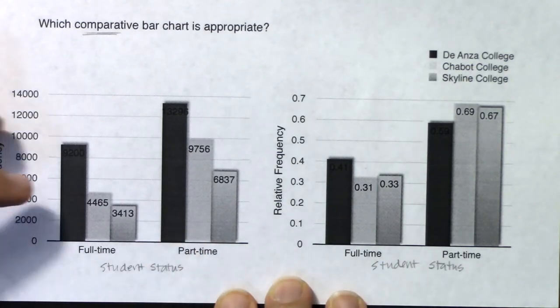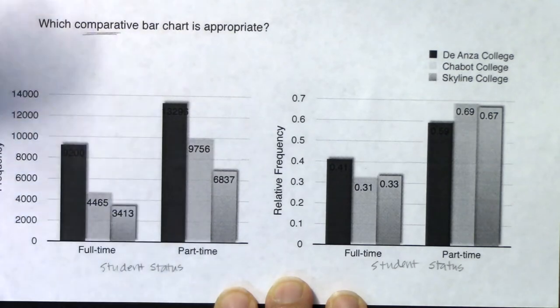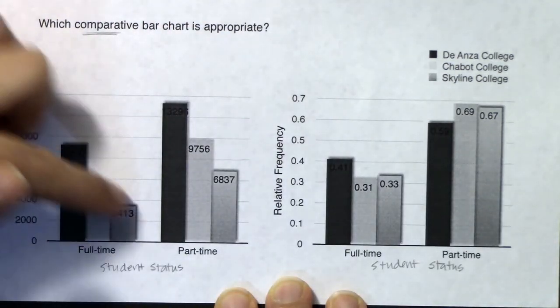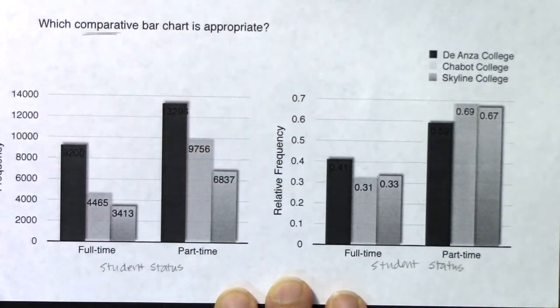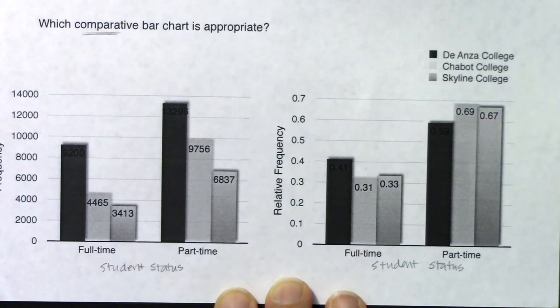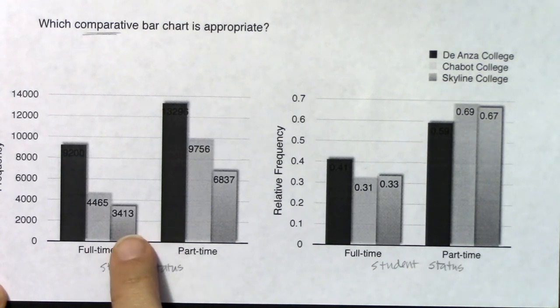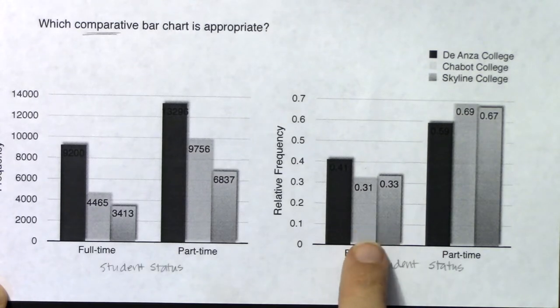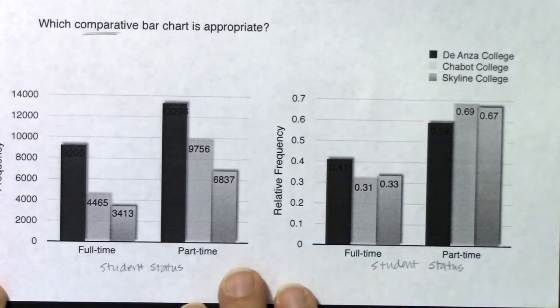But keep in mind, De Anza has just a ton of students. So no matter what the breakdown, full versus part-time, on a frequency graph, it's always gonna come out looking the highest. And a relative frequency graph, it's again a more honest graph. It's more appropriate. And how you can discern, do I use a frequency or do I use a relative frequency? The rule of thumb is you should always use relative frequency unless the sample sizes, or in this case, the population sizes, are exactly the same. And we were not dealing with equal population sizes.